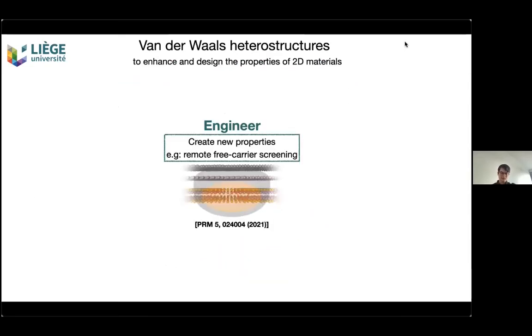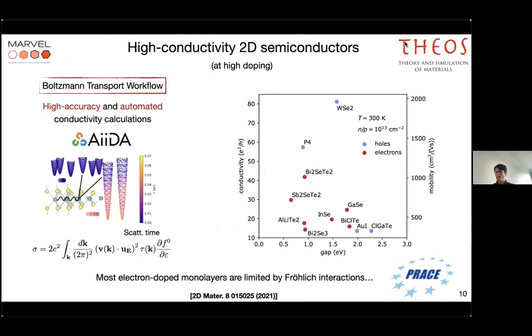And now we can talk about what I mentioned in the beginning, which is to try to engineer some properties in our Van der Waals heterostructures, and we're going to talk about remote free carrier screening. But before, I need to give a little bit of context and talk about my previous project, which was essentially to find high conductivity 2D semiconductors within a database of many potential 2D materials. And so I found a few with very, very high conductivities and mobilities.